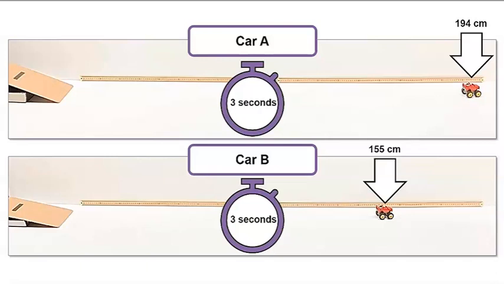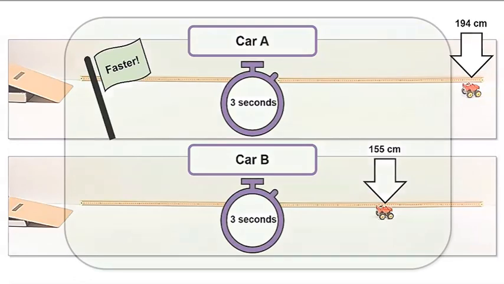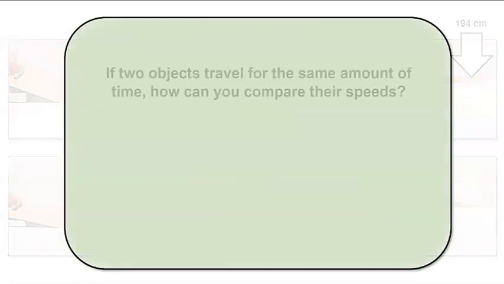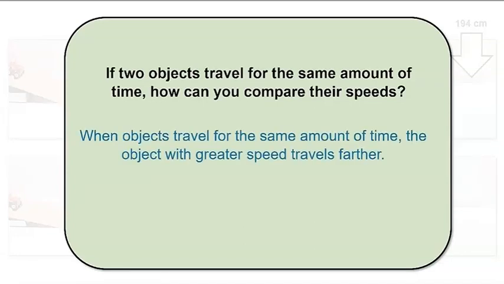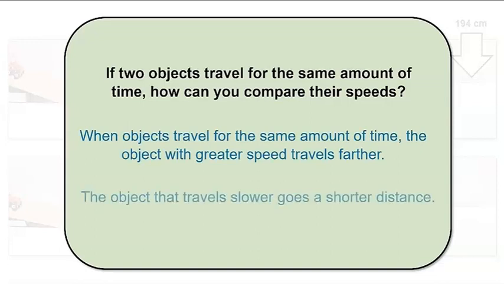So which car traveled faster? How do you know? Car A traveled faster because it travels a farther distance in the same amount of time. So if two objects travel for the same amount of time, how can you compare their speeds? When objects travel for the same amount of time, the object with greater speed travels farther. The object that travels slower goes a shorter distance.